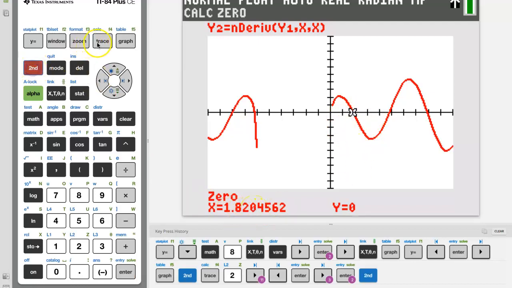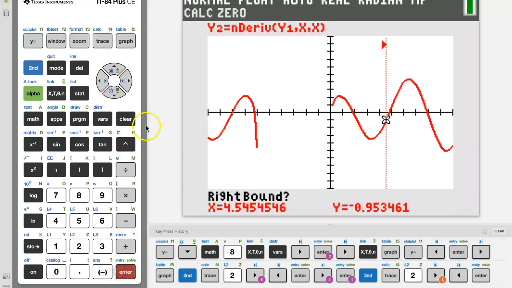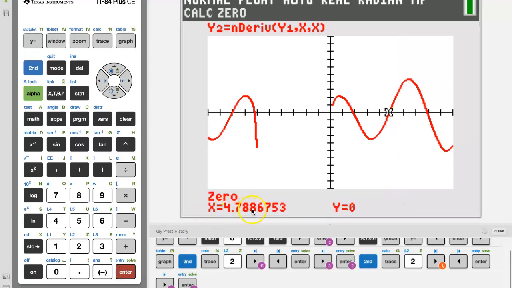I can do the same thing really quickly. Zero, left bound: for this zero, to the left of it, scroll to the right of it, hit enter again to make it guess, and it's 4.789. So now if I remember that value from the first part, that would be when my interval starts, and my interval stops there. My original graph would be decreasing because this derivative is negative.